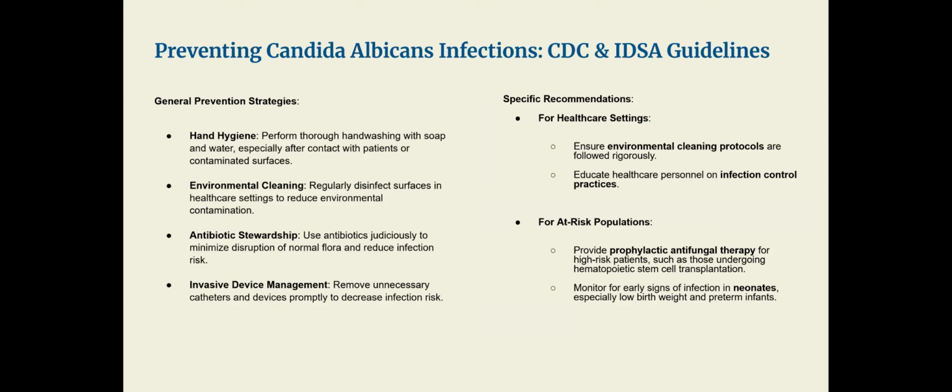And for specific recommendations, for the most part, it's just having good infection control established at the hospitals and having all the staff up to date on what they need to do for clean practices. And for at-risk populations, you can provide prophylactic antifungal therapy, especially for those undergoing stem cell transplants for bone marrow, and also sometimes in neonates, especially if they're premature.